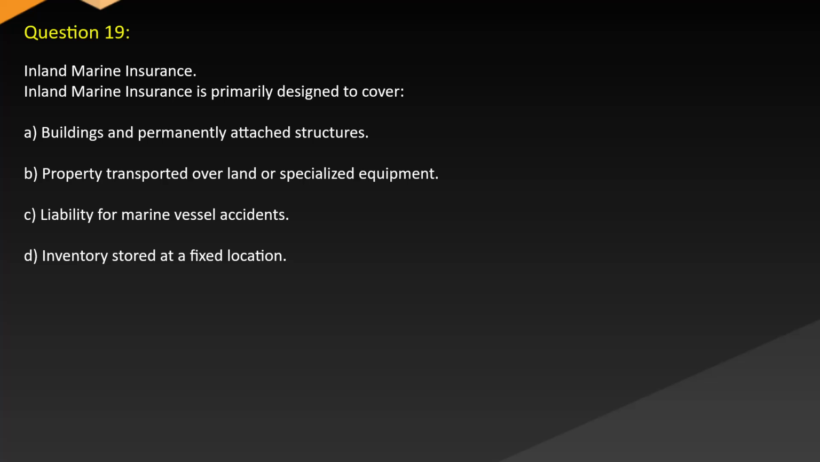Question 19. Inland marine insurance. Inland marine insurance is primarily designed to cover A. buildings and permanently attached structures. B. Property transported over land or specialized equipment. C. Liability for marine vessel accidents. D. Inventory stored at a fixed location.